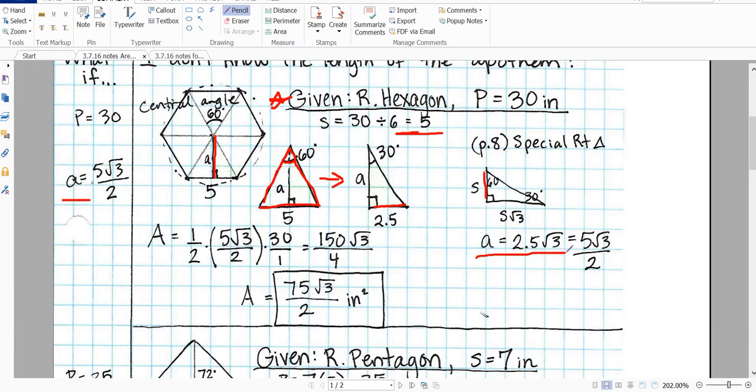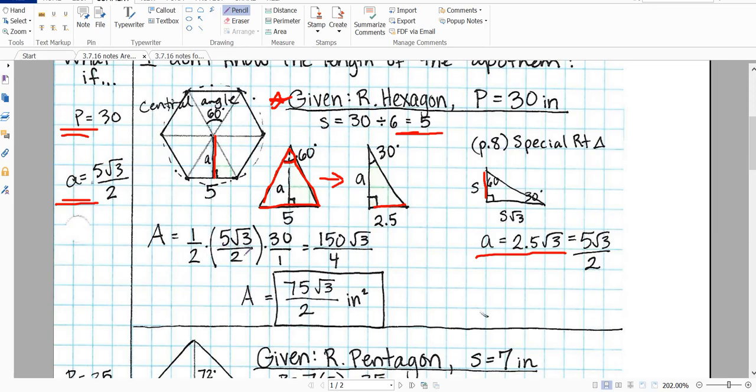We did A equals 2.5 times rad 3. And I just converted that into 5 rad 3 over 2, because 2.5 is the same as 5 halves, just to make it a little bit prettier. Okay, so we write that measurement over here for our A value. Now we have all we need to solve for area. We have our perimeter and our apothem. So we plug in our values.